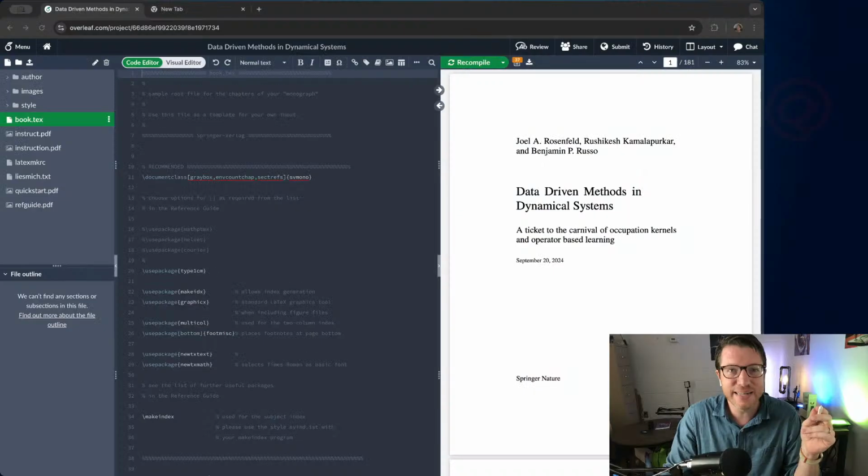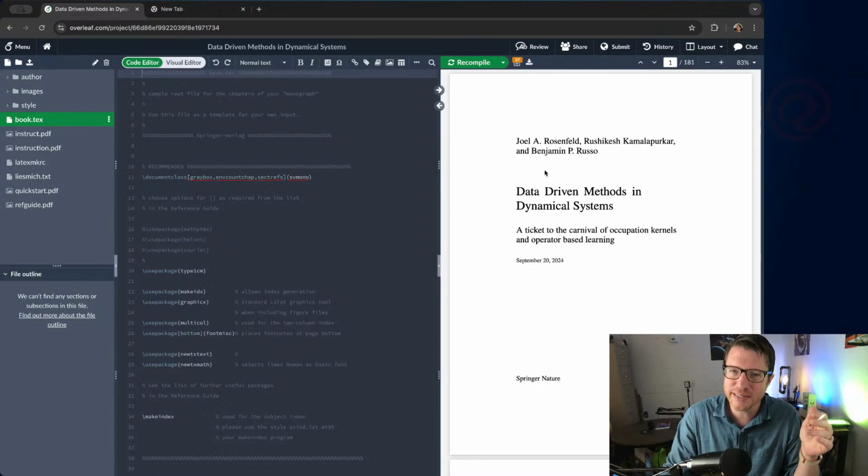And yeah, otherwise I am working on a textbook right now. And I thought I'd just go ahead and start streaming the writing process because honestly I need something to keep me on target and keep me focused. So I'm working on this book. It is Data-Driven Methods in Dynamical Systems.